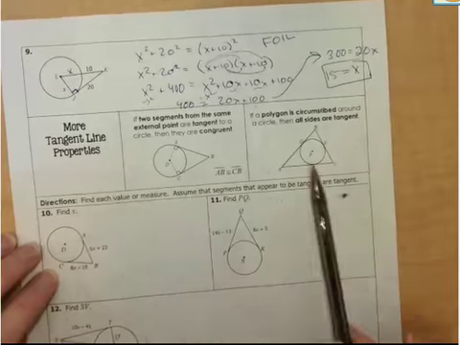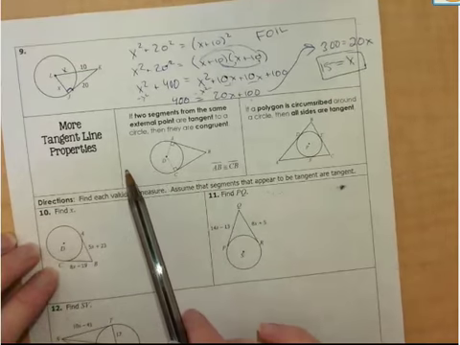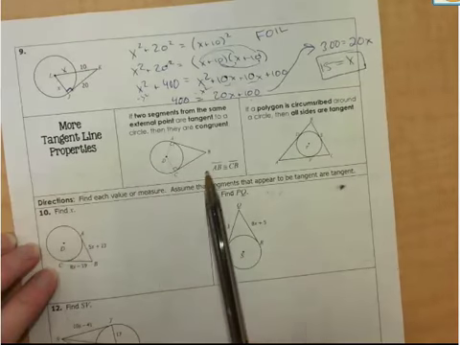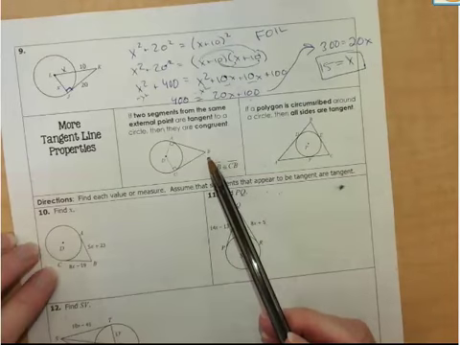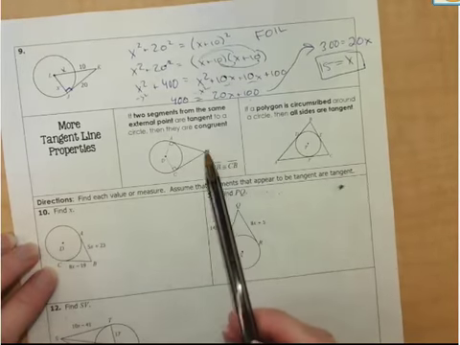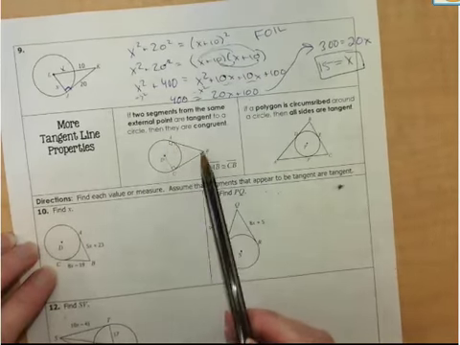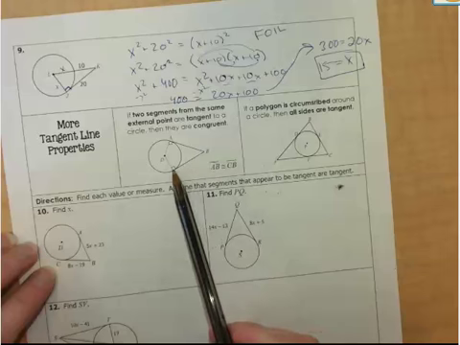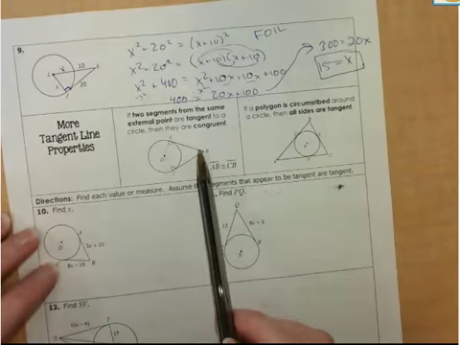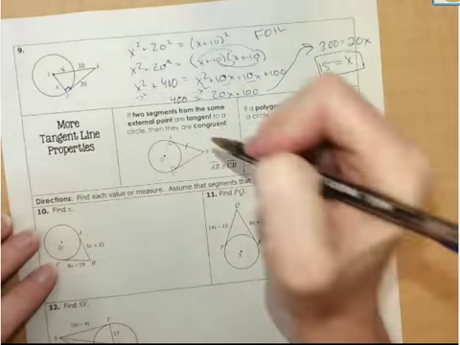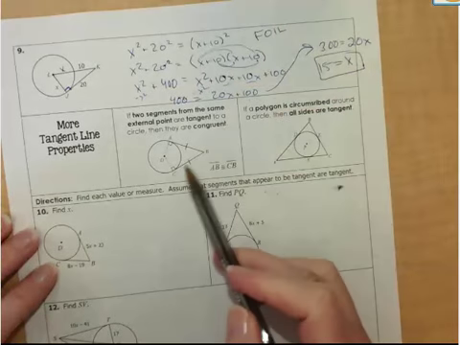Okay, we have another little section to these notes, more about tangent lines and their properties. If two segments from the same external point, so B is our external point here, are tangent to a circle, so this is tangent here, that's tangent there, then they are congruent. So AB here is going to be congruent to CB.